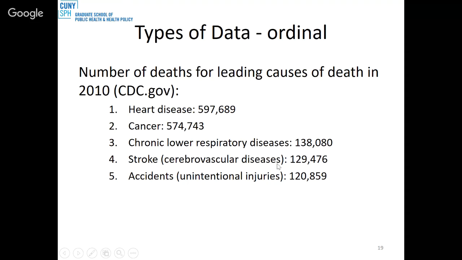Just to give another example, yes? Sorry, what was ranked data? So ranked data is, this is an example of ranked data, where I have the number of deaths by the 5 leading causes of death. So this is an actual numeric variable, the number of deaths in 2010. The rank is just the order of them. So when I say heart disease was the leading cause of death in 2010, cancer was the second leading, chronic lower respiratory diseases was the third, those are ranks.